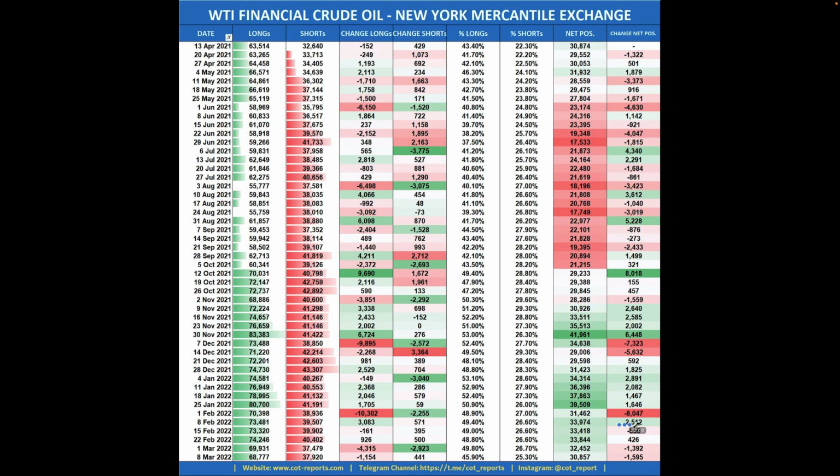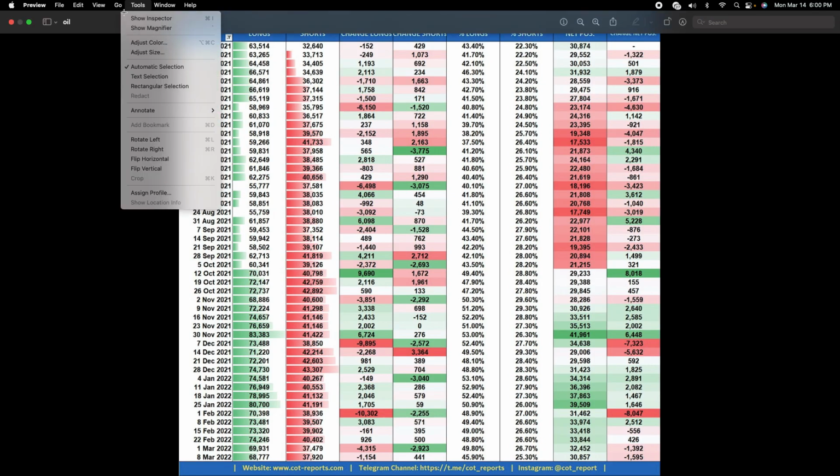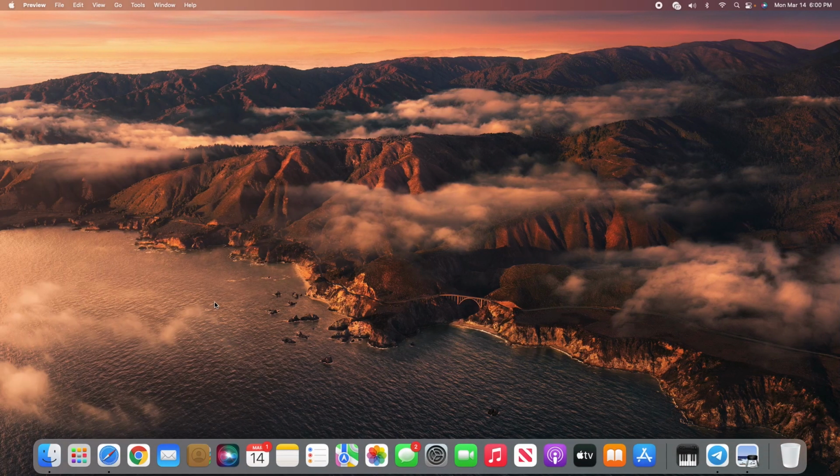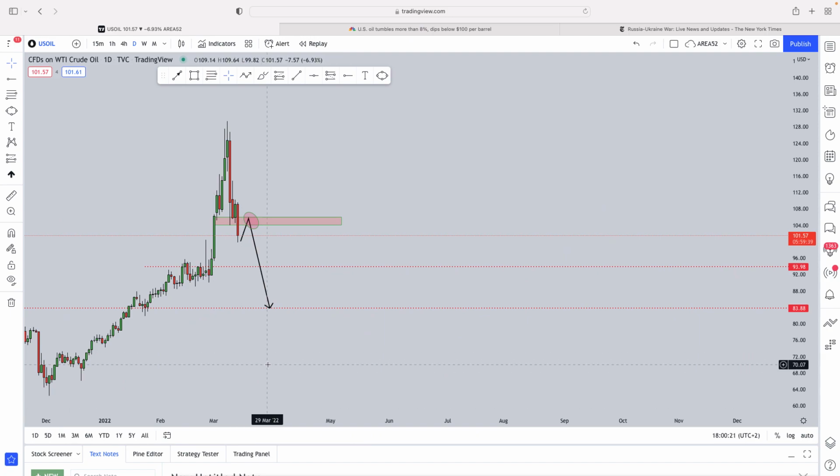Overall net positions also went from 2.5k to sitting at minus 1.6k at the moment, giving us further confirmation that the bearish momentum is highly expected for US oil.